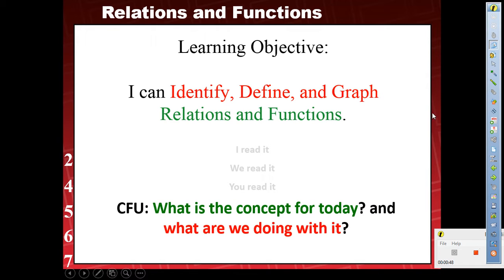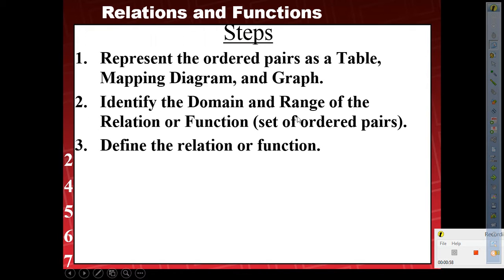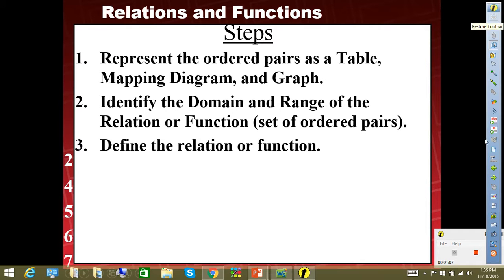Copy these steps, please. Only 3 steps. Number 1, represent the ordered pairs as a table, mapping diagram, and graph. Step 2, identify the domain and range of the relation or function, which is in sets of ordered pairs. And number 3, define the relation or function. Copy that, please.